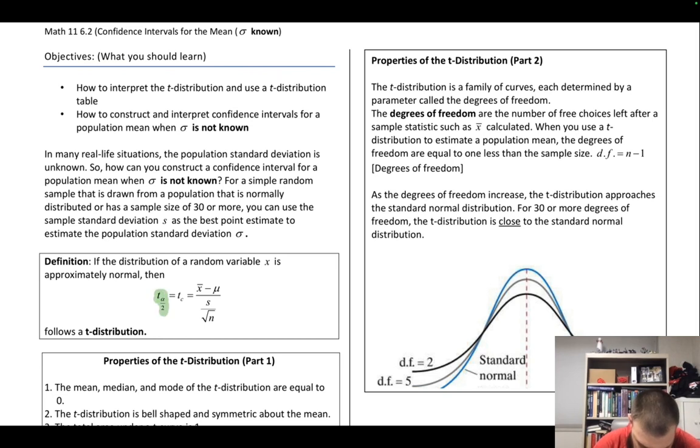t alpha/2 equals t_c, which equals the mean of our sample minus the mean of the population, over the standard deviation of the sample divided by the square root of n.